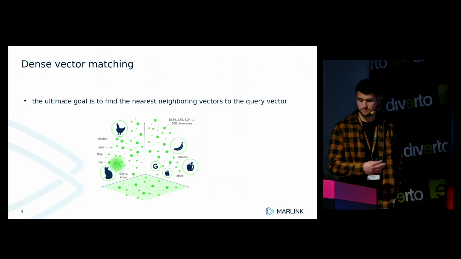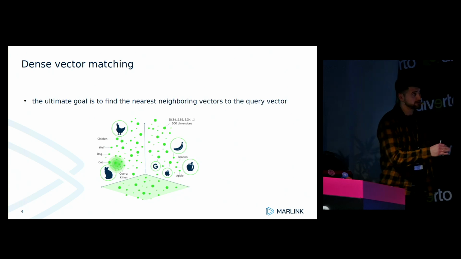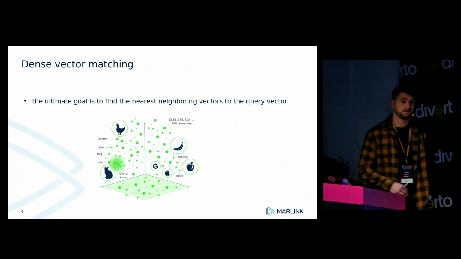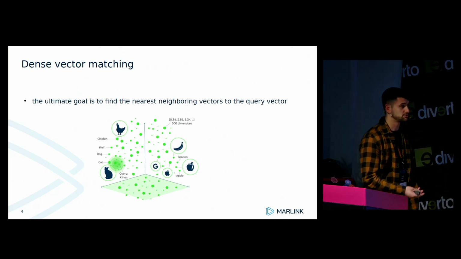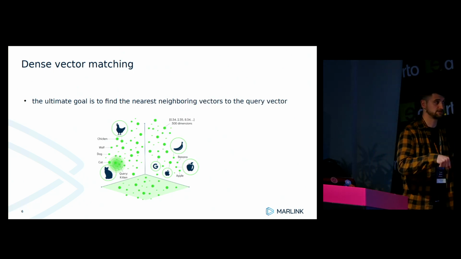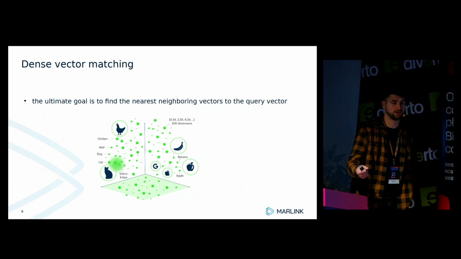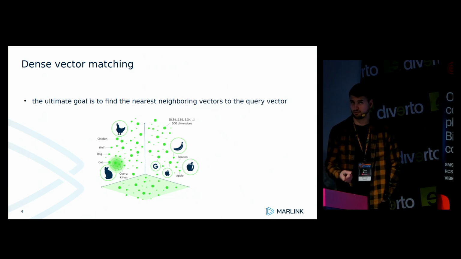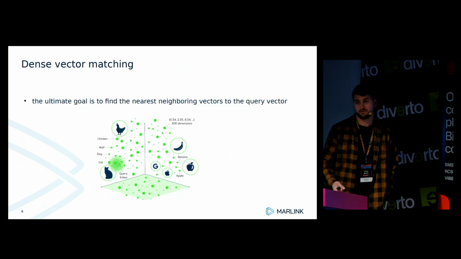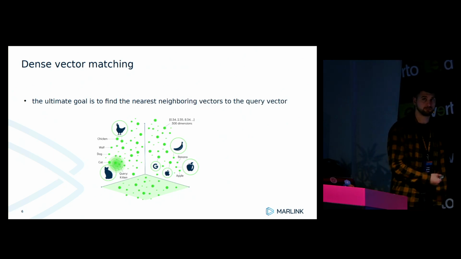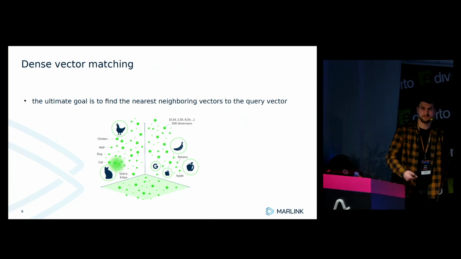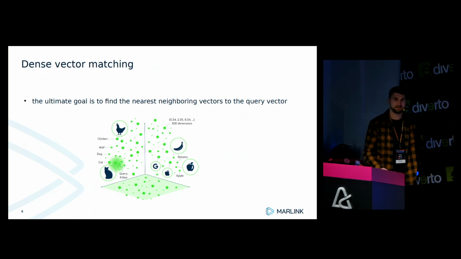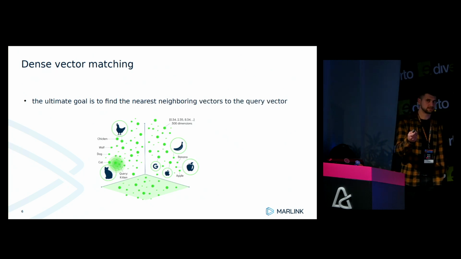So what happens when we try to do a vector search? In case of dense vector matching, the ultimate goal is to find the nearest neighboring vector to the query vector. And this picture represents that well. If this is the vector space, we can see that the search for an apple is going to be close in vector space to apple as a fruit and to apple as a company, which is a good and a bad thing because it's not like fruits are related to Google or Apple as an IT company. But we'll see later in example exactly something like this case.